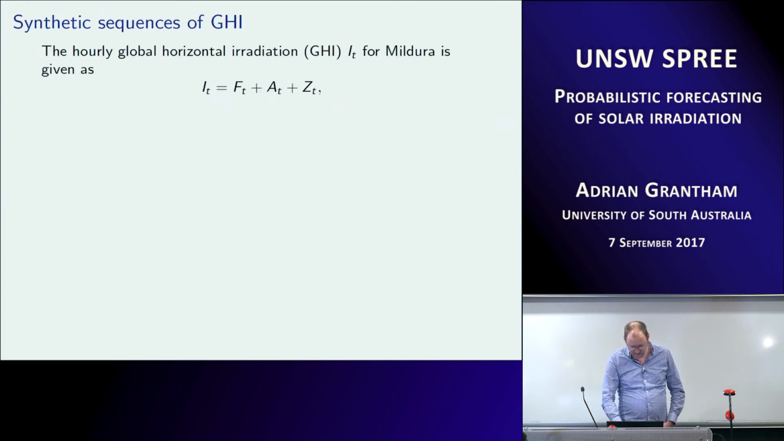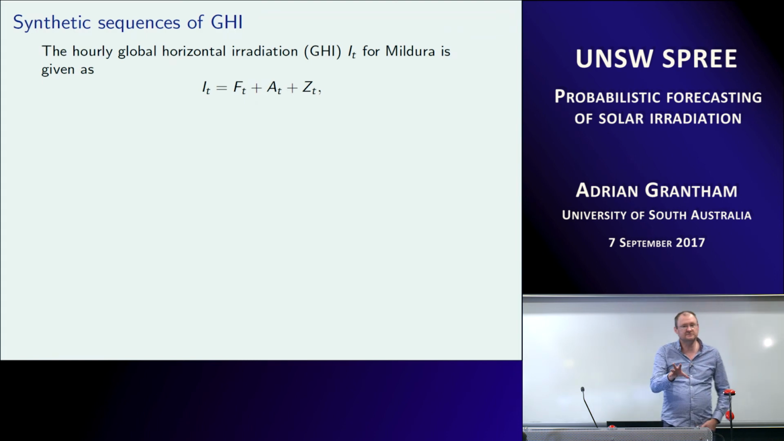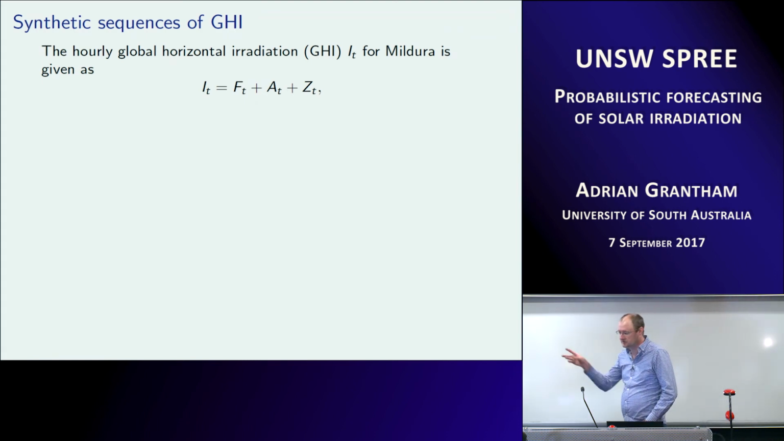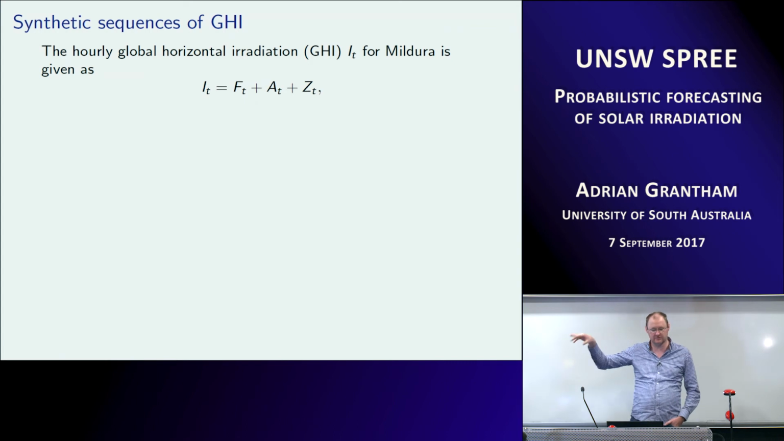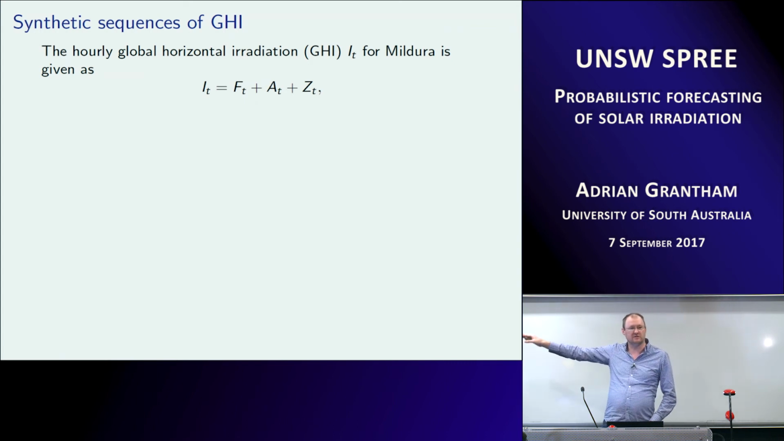So there's certainly some more work to come out of incorporating a numerical weather prediction. Okay, so that covers what I wanted to talk about of probabilistic forecasting. Now I'm going to talk about something else that we were able to do, the other chapter of my PhD, which is called synthetic sequences of solar radiation, or global horizontal irradiance, which is what GHI stands for.